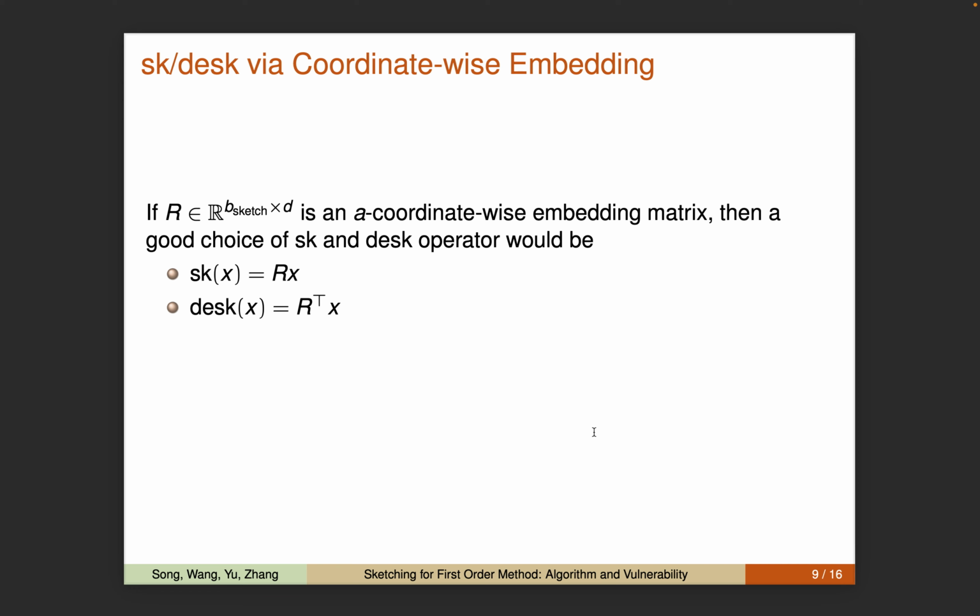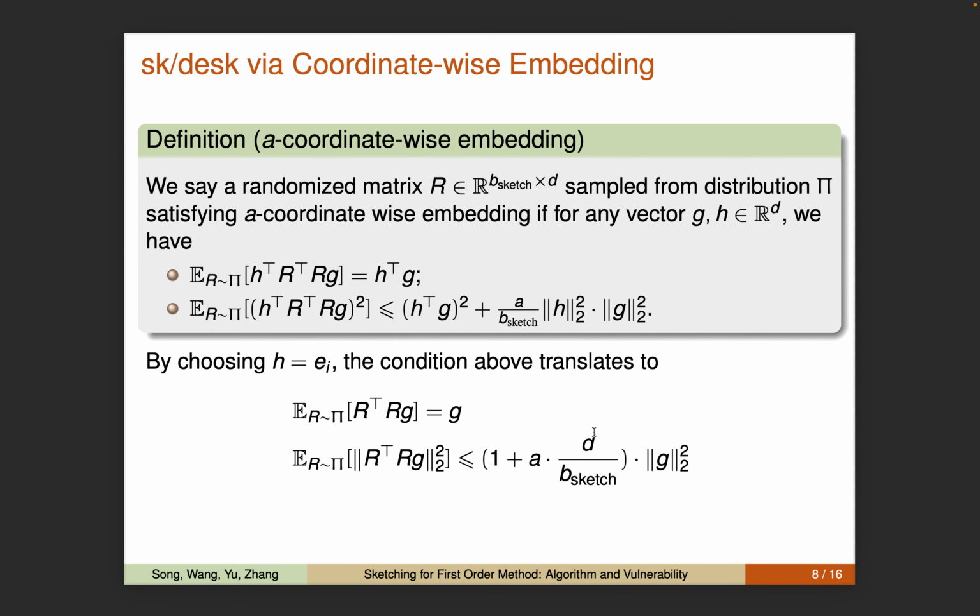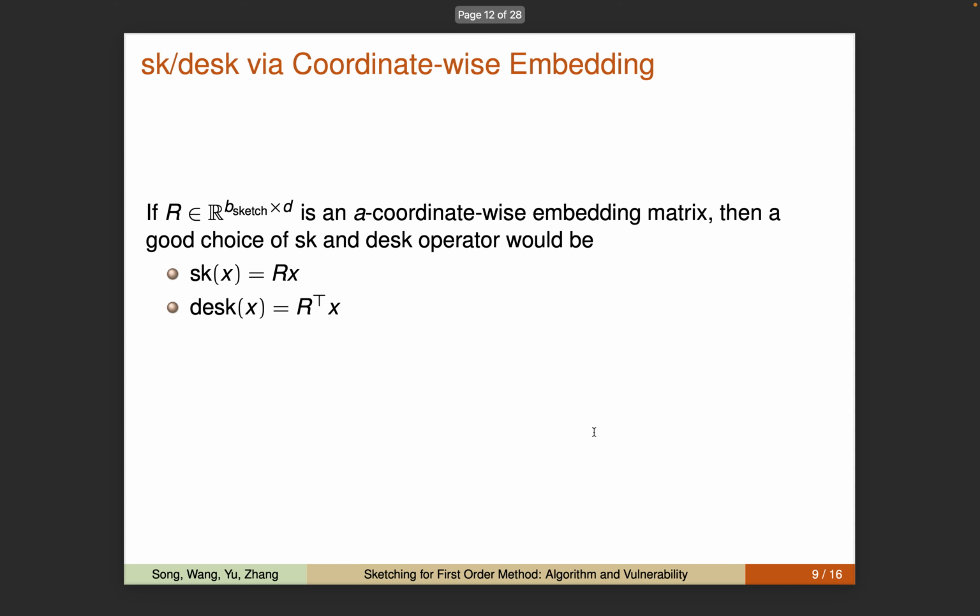Given this family of random matrices, a good choice of the sketching and de-sketching operator is: when you want to sketch, you apply R to X. When you want to de-sketch, you apply the transpose R to X. If you recall the guarantees we have here, when you consider d-sketch applied to sketch, it's essentially this R transpose R operator. And we have that in expectation it is unbiased, and it has a very small variance.